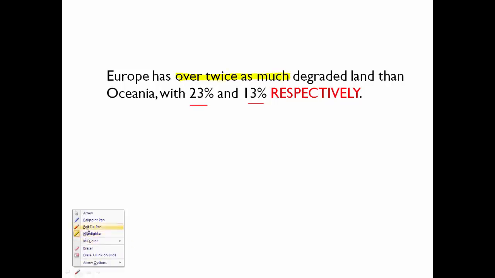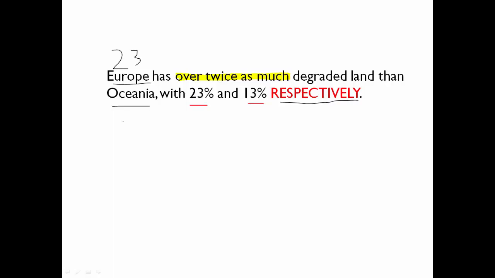And something very important, that's why I have put it in red, is 'respectively'. This means that when we've mentioned Europe and then Oceania, if we say with 23% and with 13% respectively, it means that Europe is 23 and Oceania is 13. It's a better way to express that than saying Europe has over twice as much degraded land, its degraded land is 23%, than Oceania, and its degraded land is 13%. That's just too long and it's not very sophisticated. So get used to using 'respectively'.